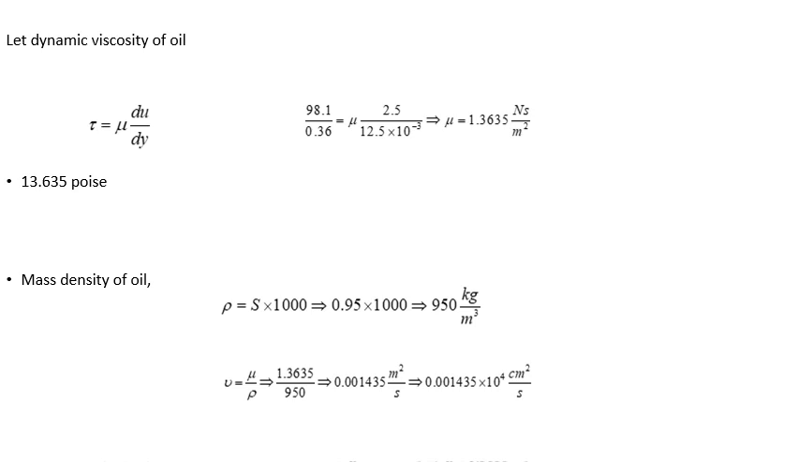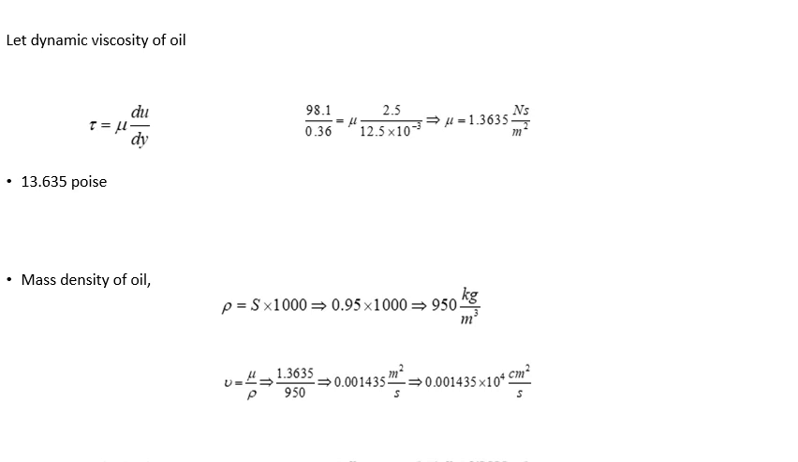So now I want to calculate the kinematic viscosity. The kinematic viscosity is the ratio of dynamic viscosity and density. So we already calculated the dynamic viscosity of the oil, 1.3635 in SI units, and the density is 950. So now the kinematic viscosity is equal to 0.001435 meters square per second.